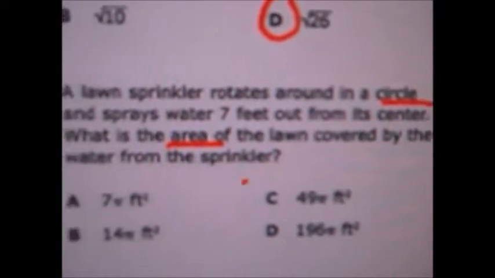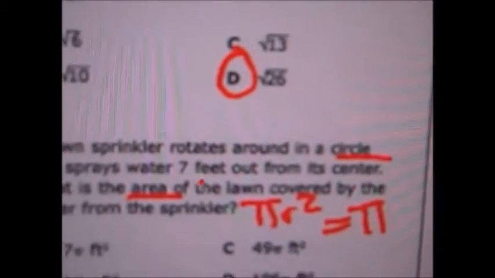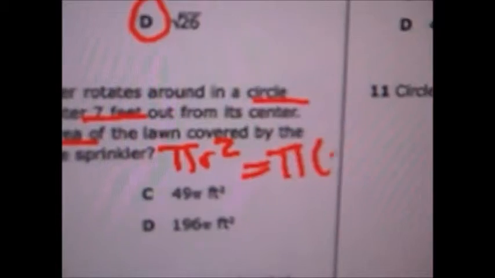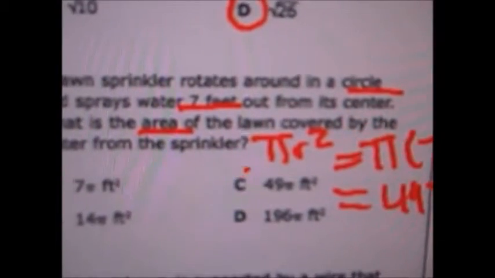It wants to know area, and it's a circle. Use the formula chart and look for the circle. Find the area, it's pi r squared. In this case, r is going to be 7. That means you take pi times 7 squared, which is 49 pi. That will be C.